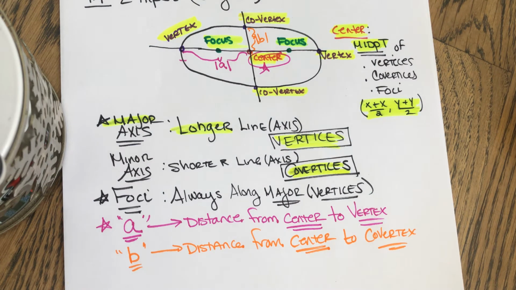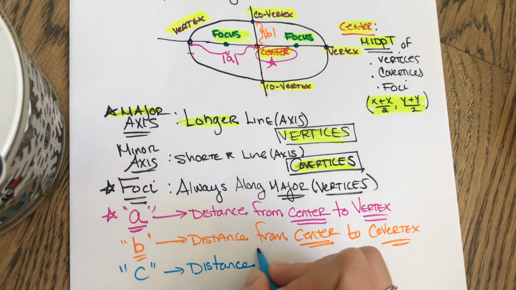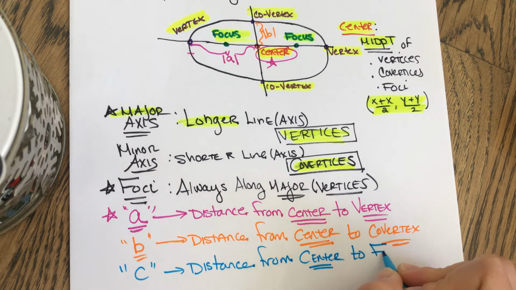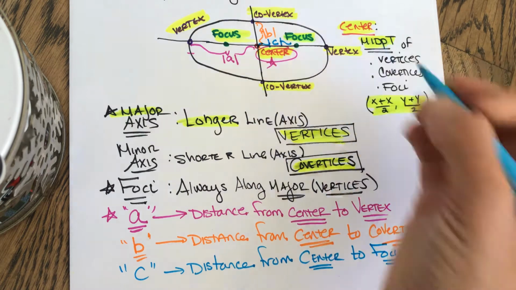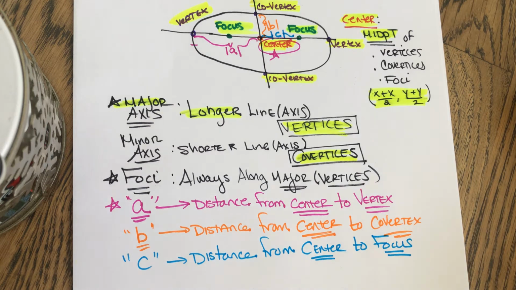And then our last one is C. C is going to be the distance from, again, center to focus. So this is our C. Again, absolute value. So those are the most important things, if you guys can get that visual in your head, that we need for this.